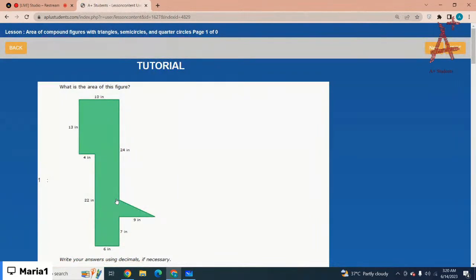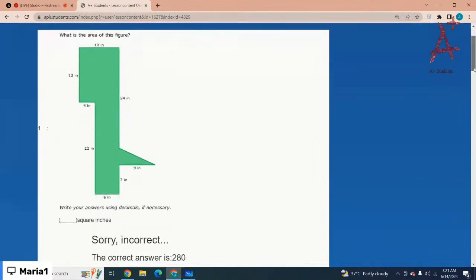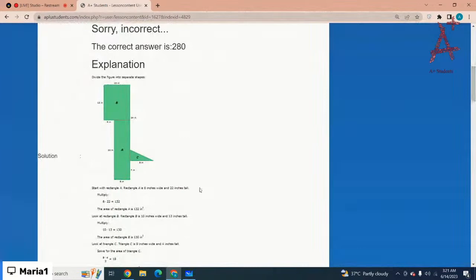So it is a compound figure. Actually, you have to divide the figure into small figures. That's how you calculate it, like this one. You have to divide the figure into three separate shapes. This one is a rectangle. This one is again a rectangle, and the third one, ABC, is a triangle. Got it? You have to calculate the areas of the three portions separately, and then you have to add them.